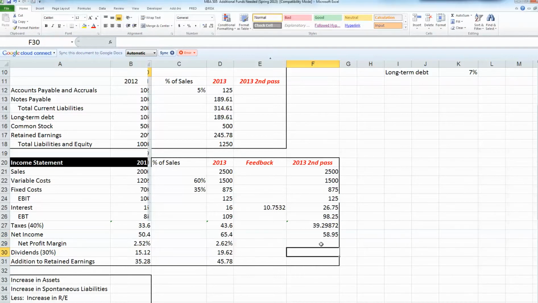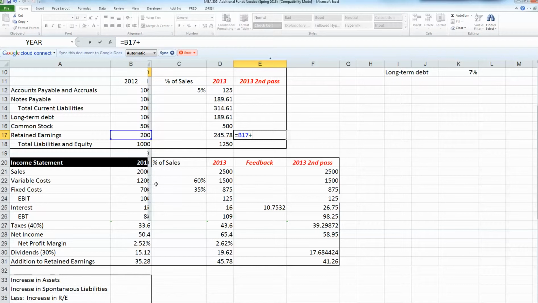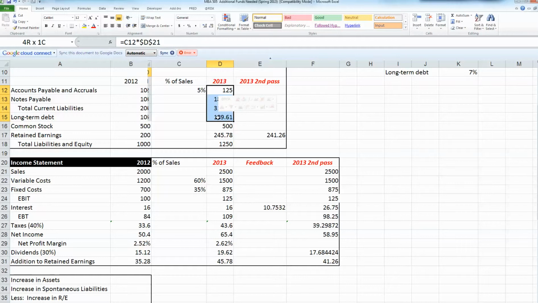Profit margin I don't actually need. Dividends will be 30% times my net income, and retained earnings will be net income minus my dividends. So this is my new net income level. So instead of retained earnings actually jumping up to 245, it's going to be the 200 plus this 41.26. And these aren't going to change.